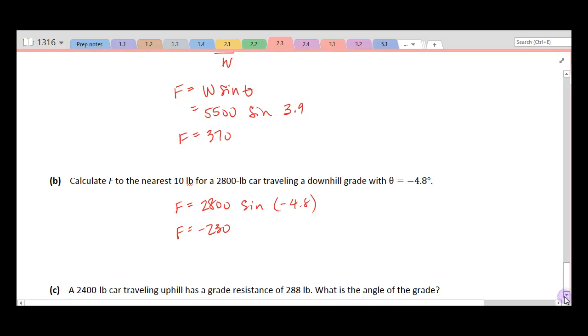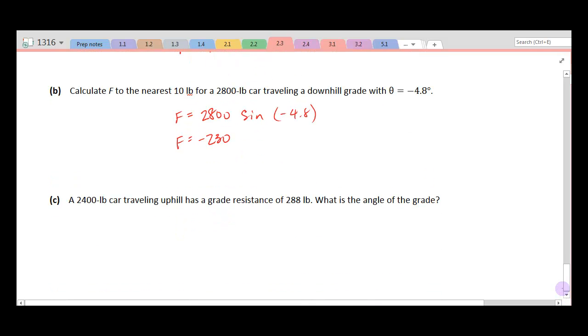Let's look at one more part to this question. This time it says I have a 2,400 pound car traveling uphill and I know what the resistance is. So I'm going to have to find out what theta is. What is the angle of the grade? So if I know what the force is and I know what the weight is, I'm solving for theta. So we plug it in.